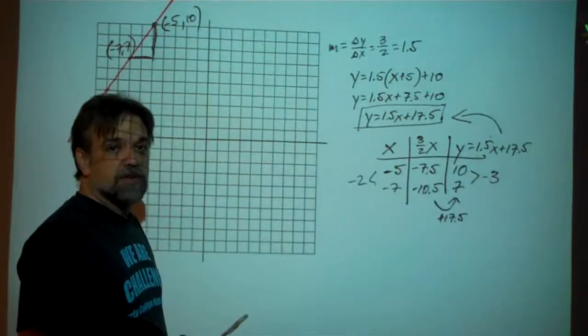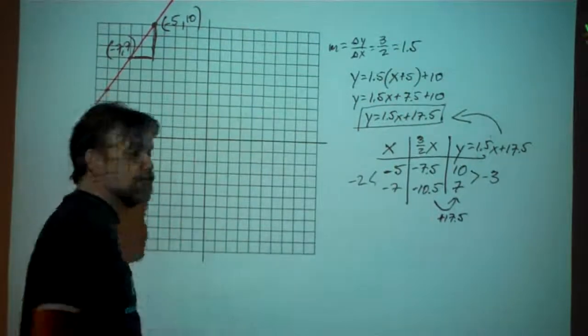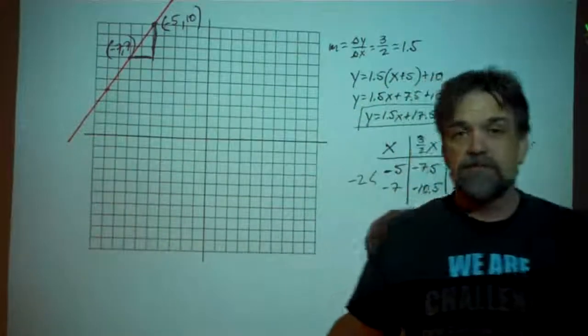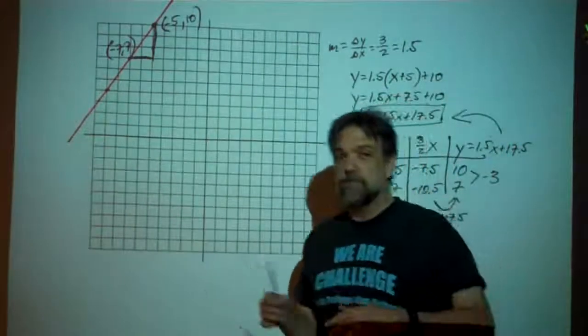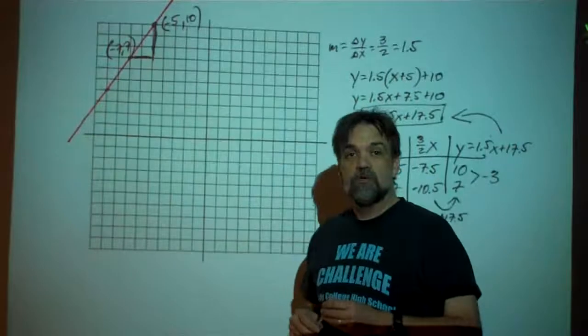The nice thing about the point-slope form, like I said, is that this is going to translate well when we start graphing other types of functions. For example, absolute value functions or quadratic functions.